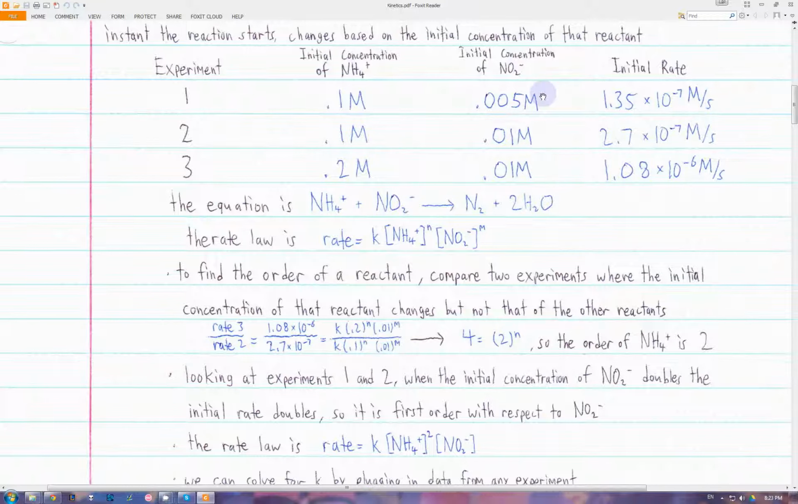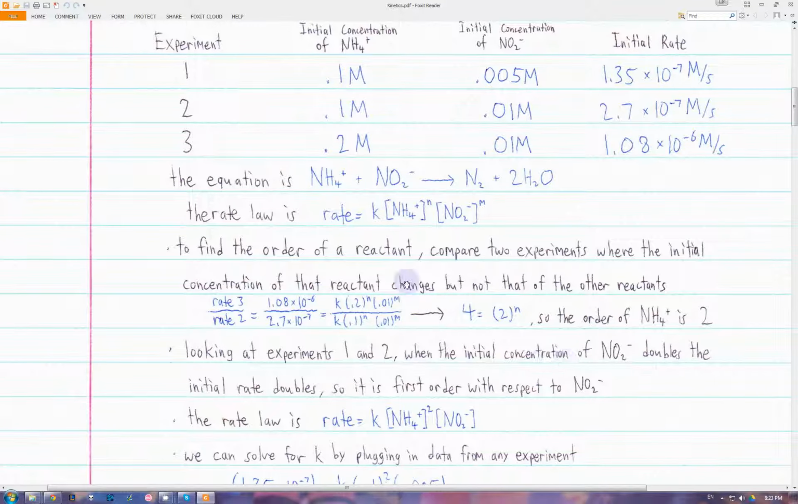Now, the other possibility, if the initial concentration changes, but the initial rate does not change, that means that reactant is going to be zero order. If a reactant is zero order, that means the reaction rate does not depend on the concentration of that reactant.